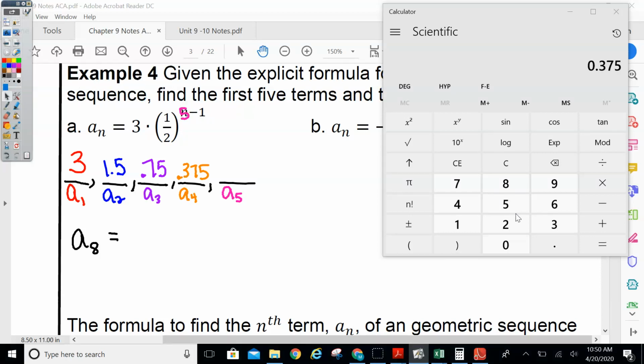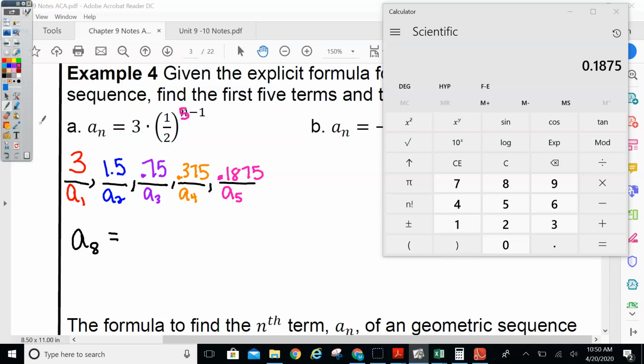So 3 times parentheses 1/2 exponent, parentheses 5 minus 1. You do have to put the parentheses for the exponent part. Otherwise, it's just going to do 5, and then it's going to minus 1 from the whole thing. You want the minus 1 to be in the exponent. So here we get the decimal 0.1875.